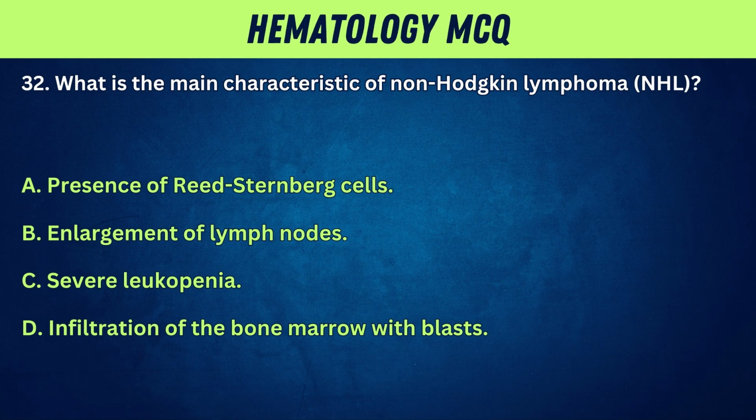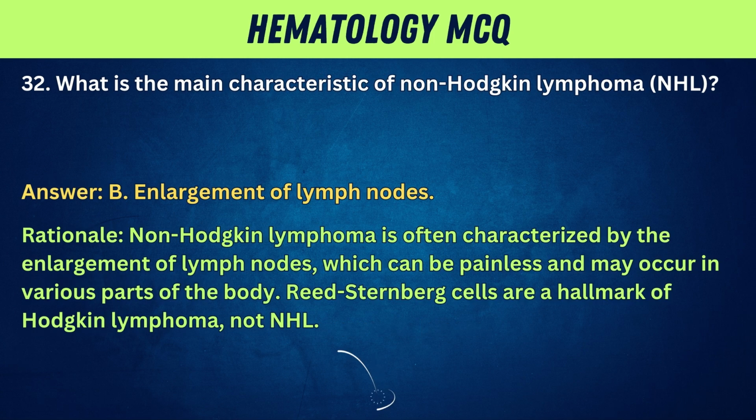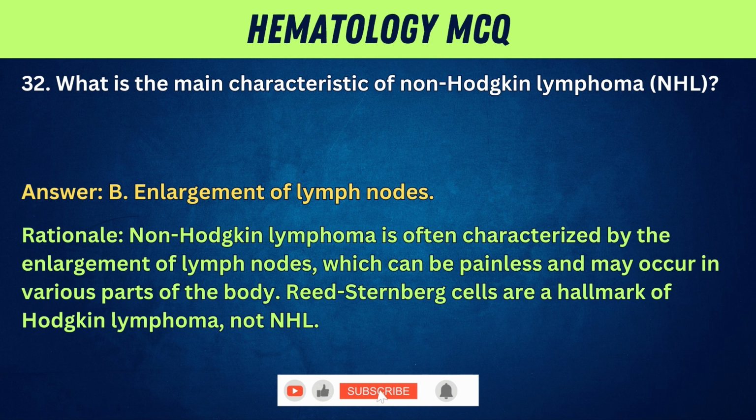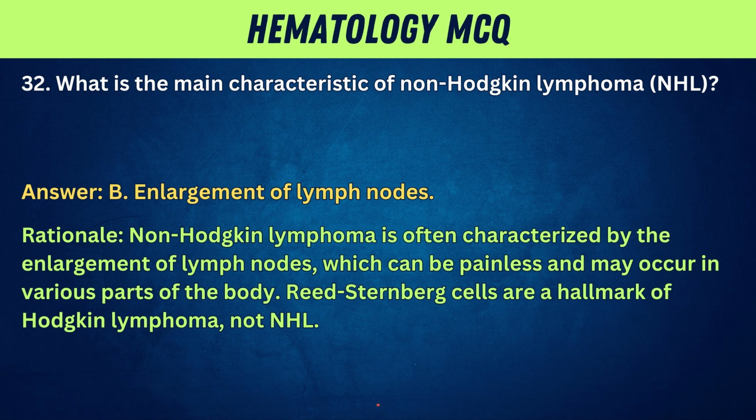32. What is the main characteristic of non-Hodgkin lymphoma, NHL? A. Presence of Reed-Sternberg cells. B. Enlargement of lymph nodes. C. Severe leukopenia. D. Infiltration of the bone marrow with blasts. Answer: B. Enlargement of lymph nodes. Rationale: non-Hodgkin lymphoma is often characterized by the enlargement of lymph nodes, which can be painless and may occur in various parts of the body. Reed-Sternberg cells are a hallmark of Hodgkin lymphoma, not NHL.